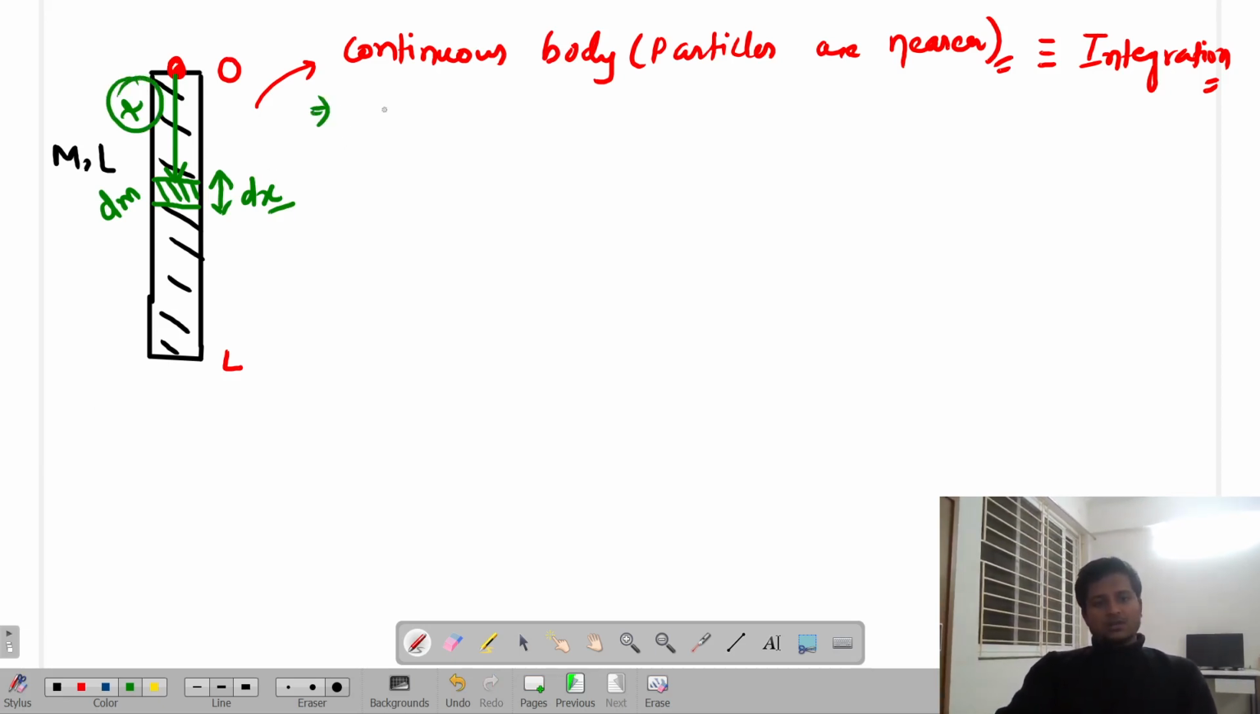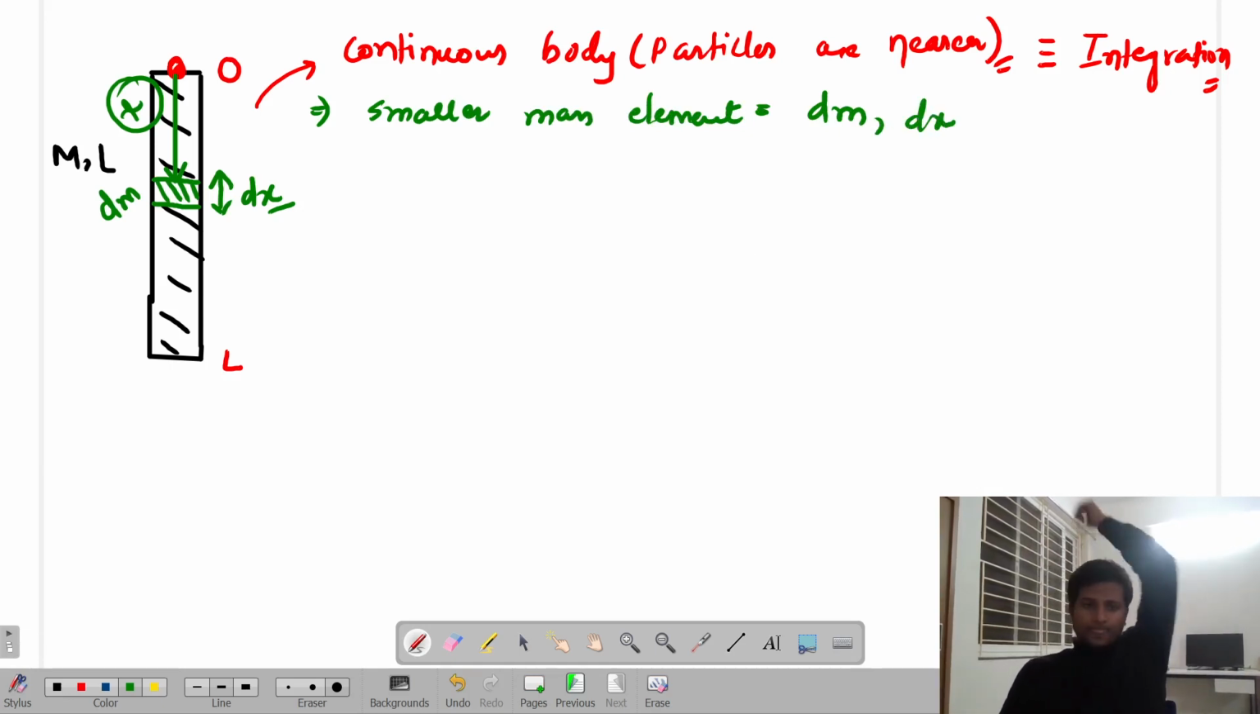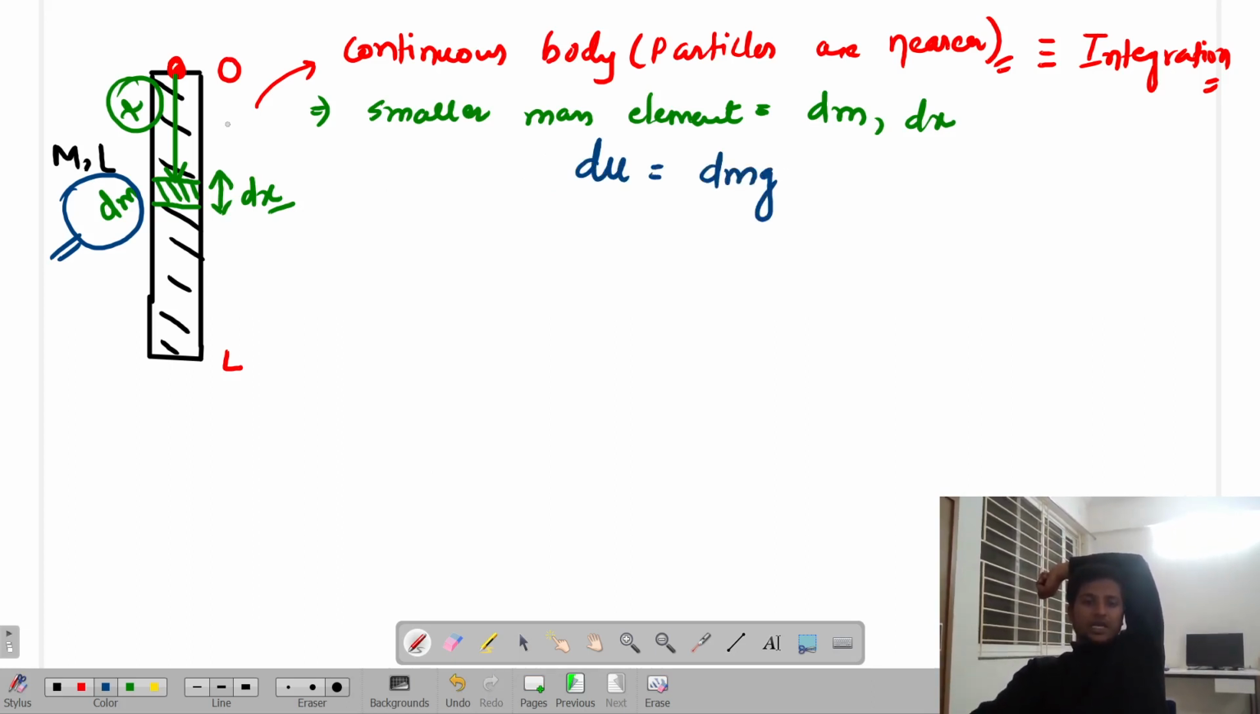So basically, a smaller mass element is dm, and its length is dx. Now, if it is a smaller mass element, I can define the potential energy of this very small element, and I will call it very small potential energy, which I represent as dU. So dU will be equal to how much? My smallest mass into its gravity, and at what height?